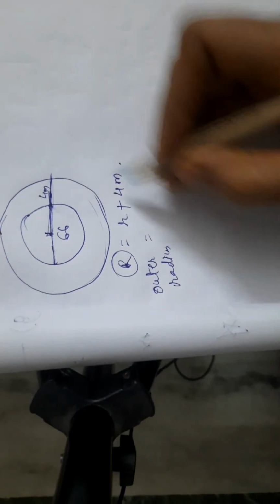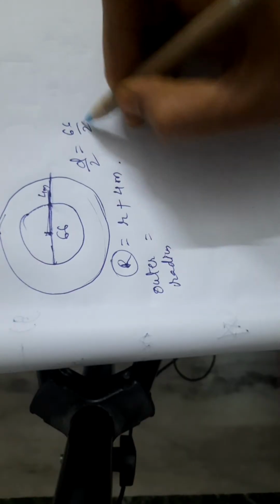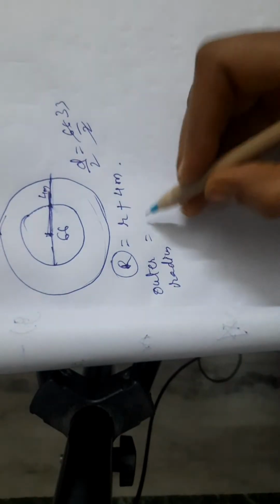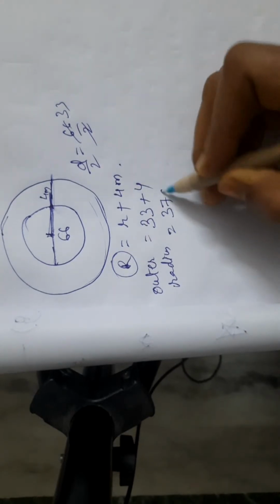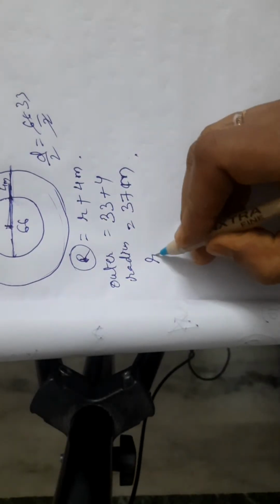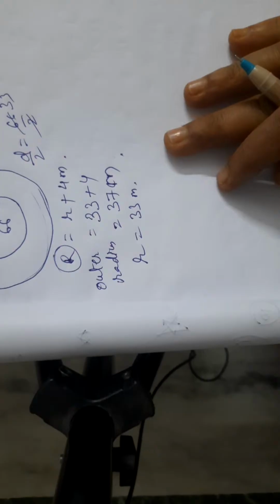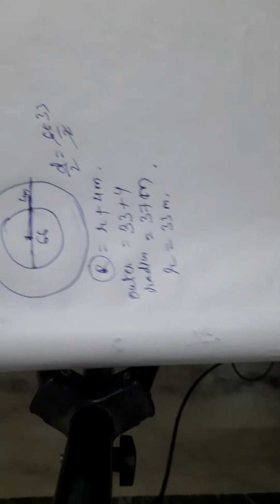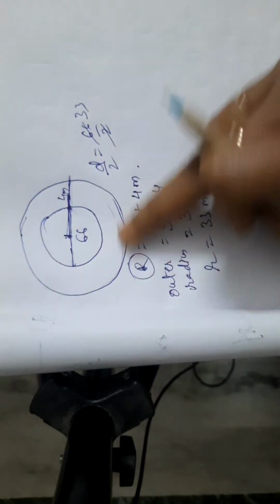Now we got radius as 66 by 2, 33. So it's 33 plus 4. Outer radius we got 37 meter. And inner radius is 33 meter. We need to find area of path. So here path is nothing but ring. For this kind of figures, we call this to be ring.